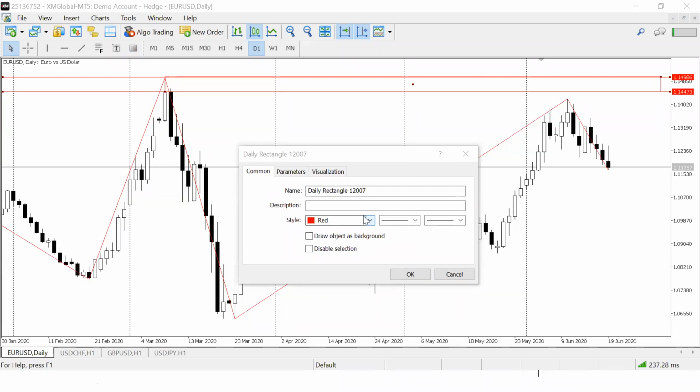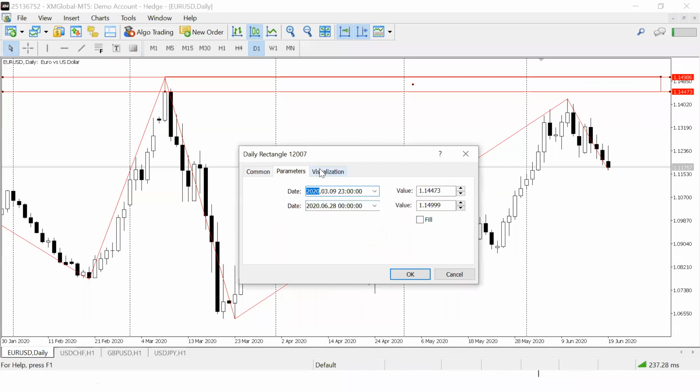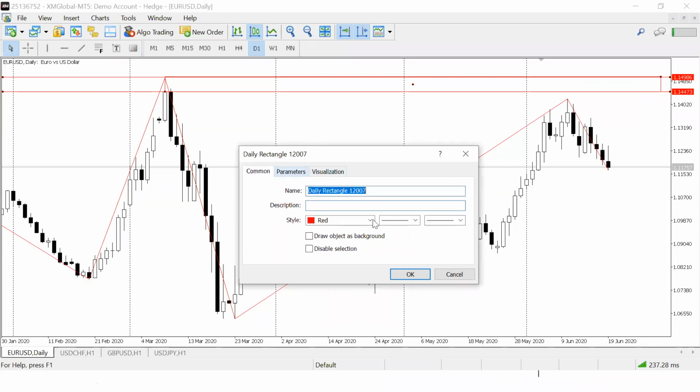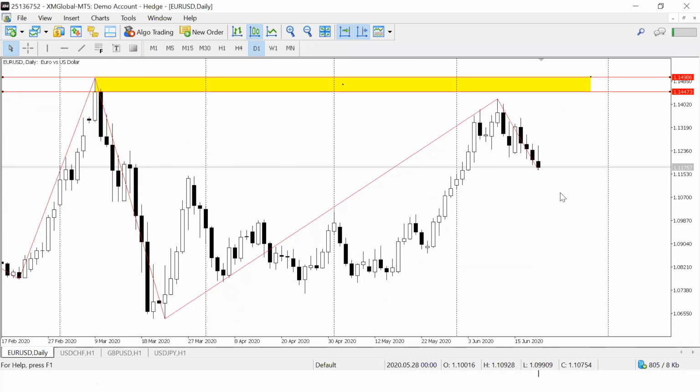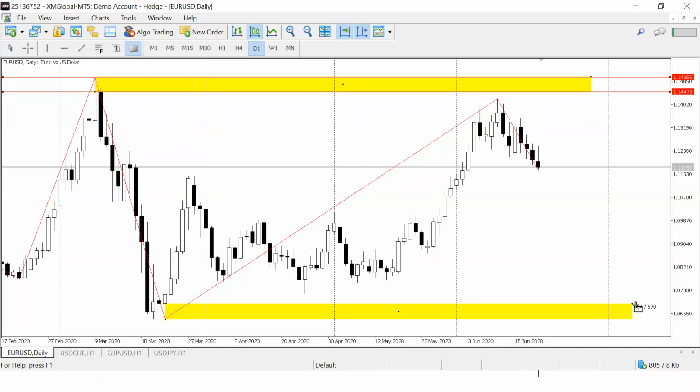Okay. Let me just color it yellow para madaling makita. Yan. Okay. So that would be our resistance, no? Basically, that's an area where we want to look for opportunities to sell. At yung support naman natin, medyo malayo pa naman yung sa support. So I'm just gonna draw a rectangle from here. And ayan po, no? All right.